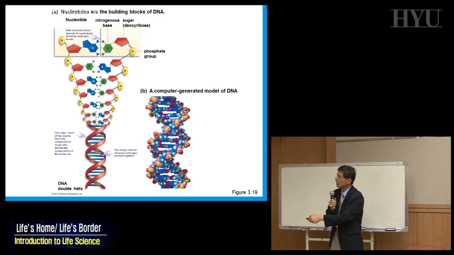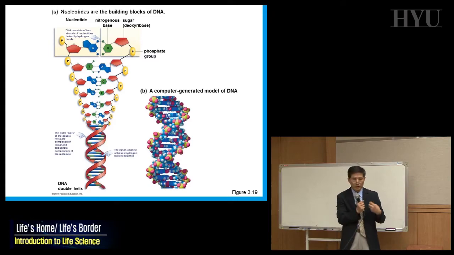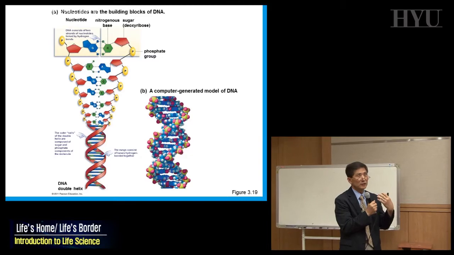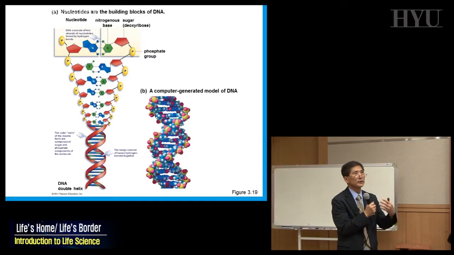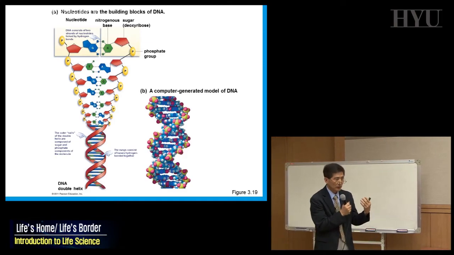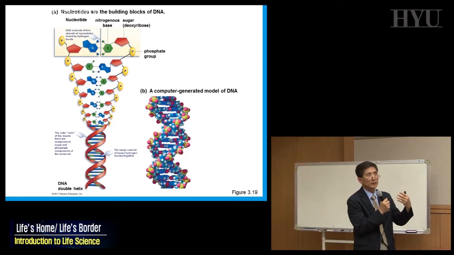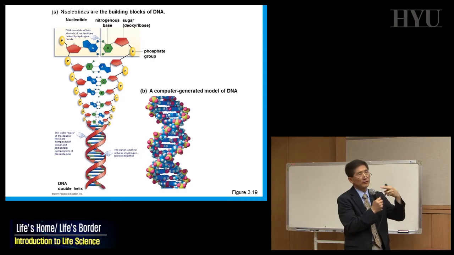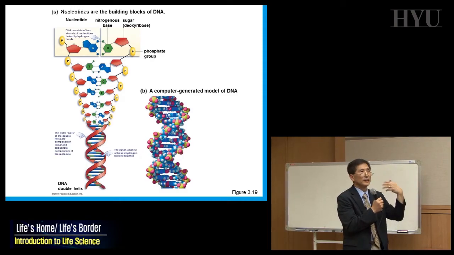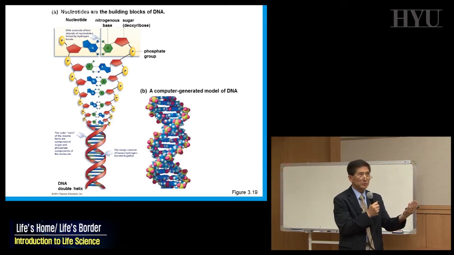In this case, this is DNA structure. They call it DNA double helix. Okay, it's called DNA double helix. Okay, 1953, Watson and Crick came up with this model of double helix, and they got the Nobel Prize.